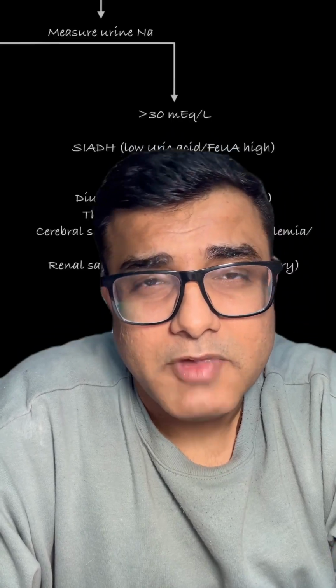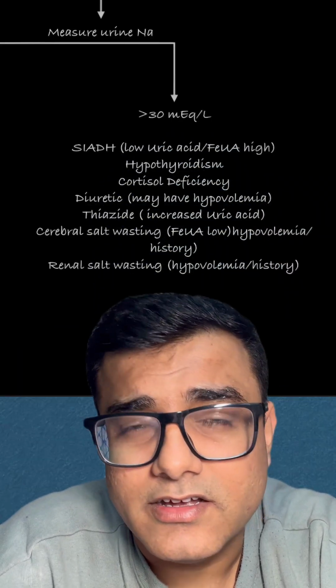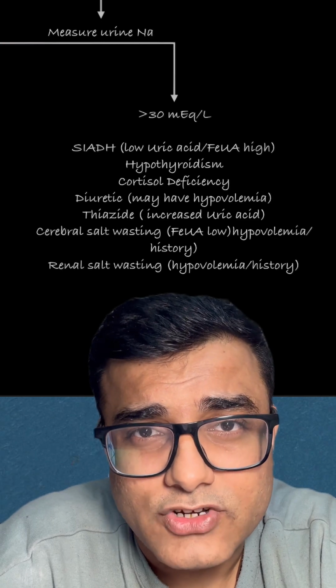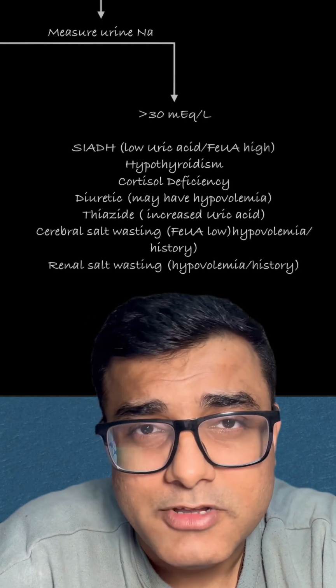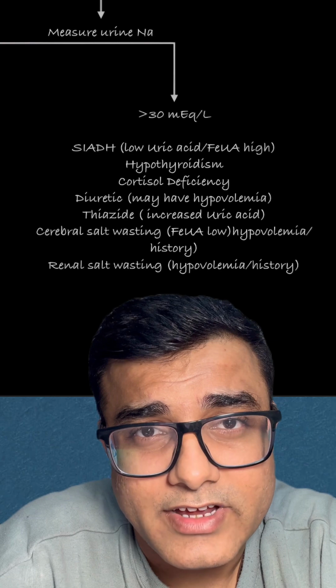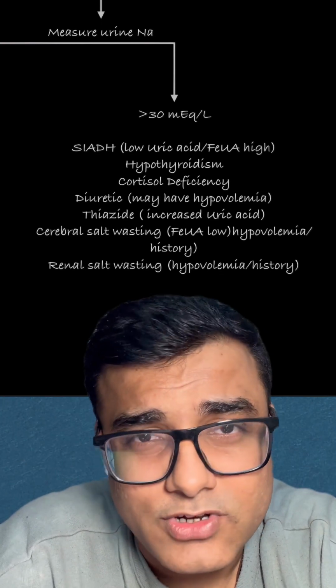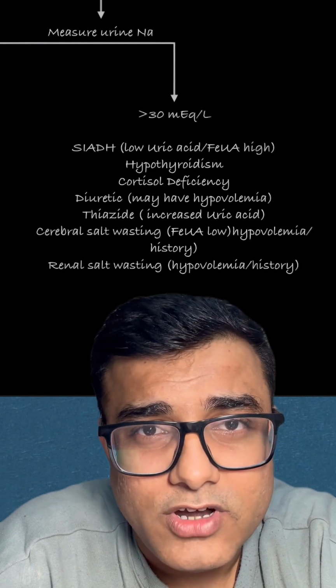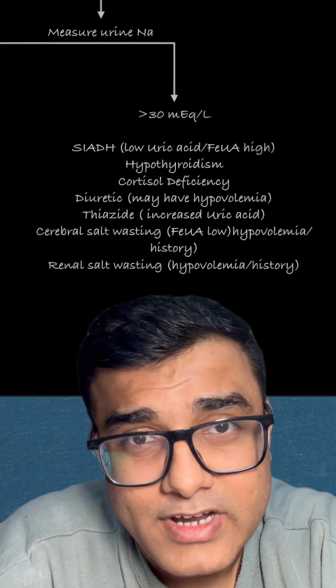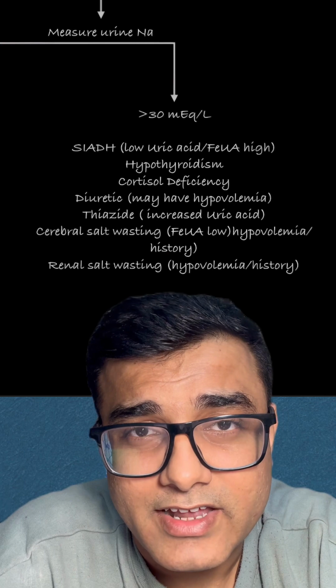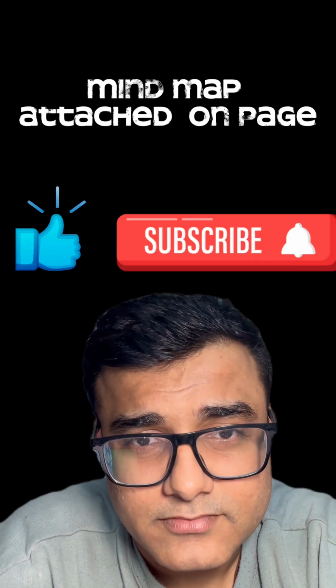Here, conditions like SIADH, where fractional excretion of uric acid will be high, cerebral salt wasting, where fractional excretion of uric acid will be low, hypoaldosteronism or cortisol deficiency, renal salt wasting, or diuretics like thiazide diuretics, where again uric acid will be high, are seen.